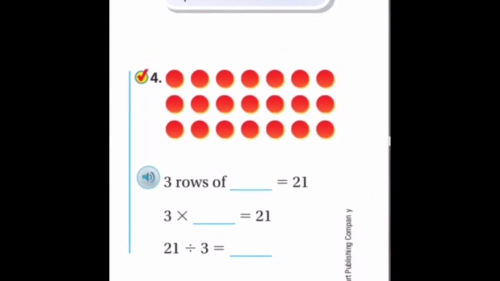All right, and again, we have 3 rows. 1, 2, 3 rows. And we have 1, 2, 3, 4, 5, 6, 7 in each row. 3 rows of 7. 3 rows of 7 equals 21, or 3 times 7 equals 21. So 21 divided by 3 equals 7.